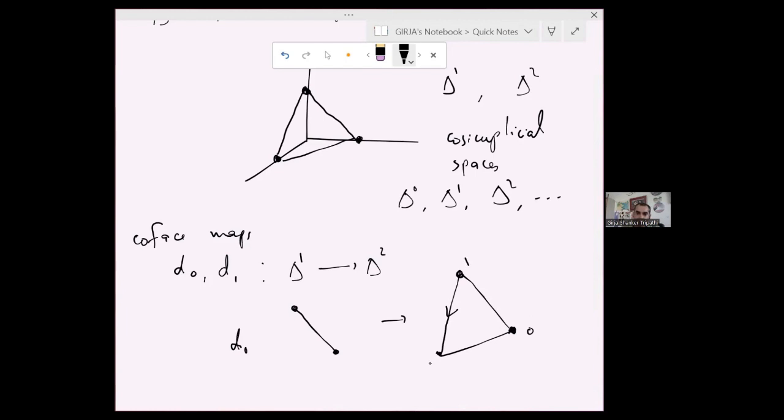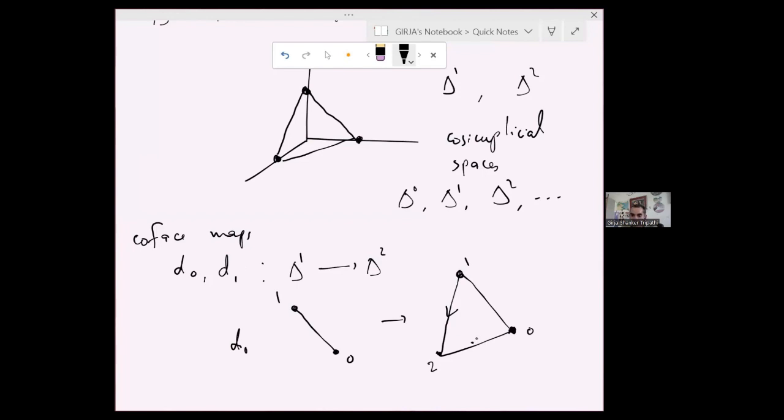Yeah. If you write it as 1, 2, 3 or V0, V1, V2. So there is a map here to here, which I wouldn't describe in detail. You can try to read about them. But this map basically, this delta 1 in this co-simplicial space gets mapped into delta 2 as the space opposite to the zeroth vertex through D0, and in case of D1, it gets mapped to this vertex.